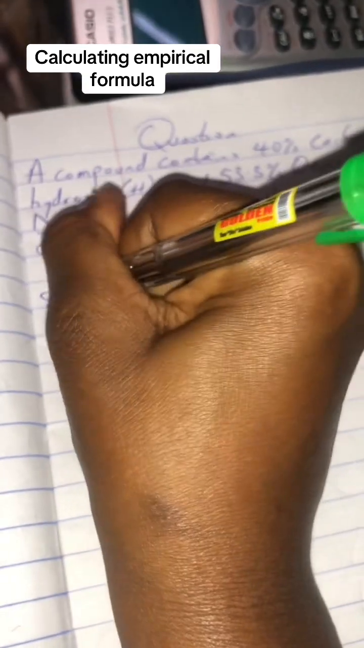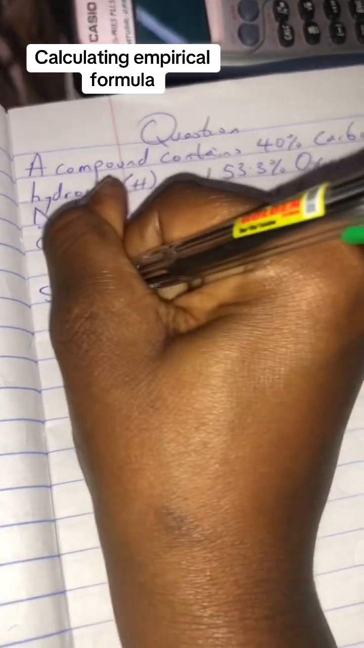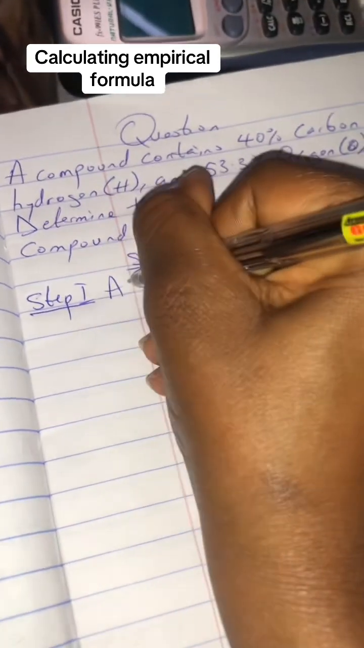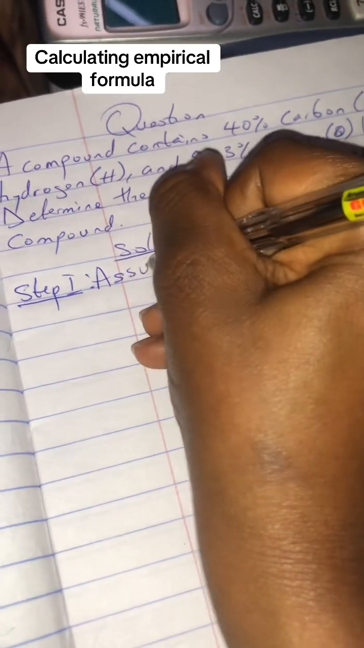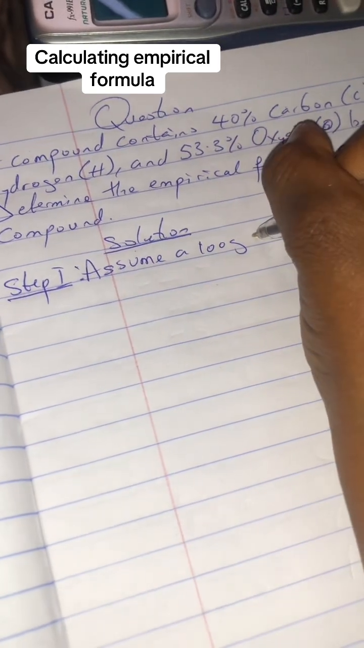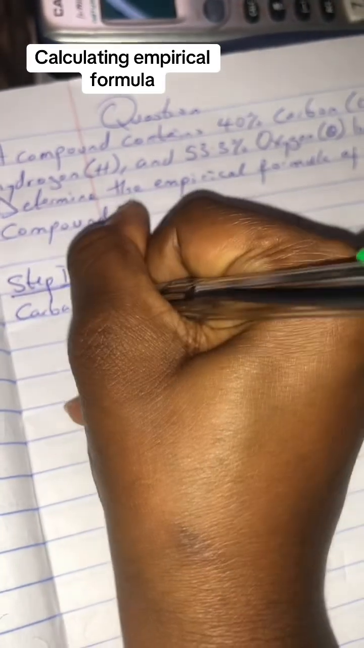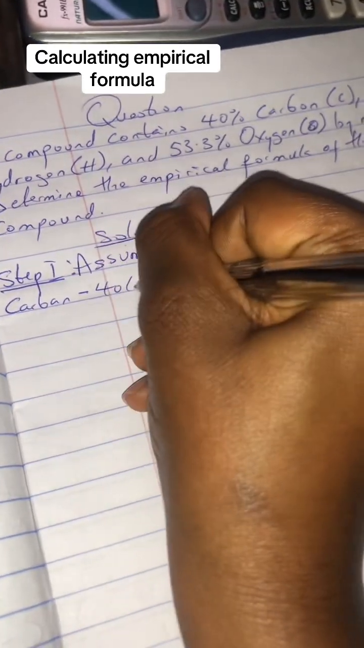The first step is step 1. Let's do it this way to make it easier. Step 1, we're going to assume a 100-gram sample. And how are we going to do that? We write the elements down. Carbon is 40%.